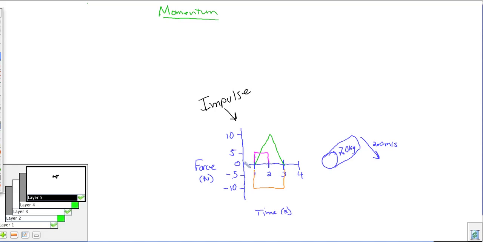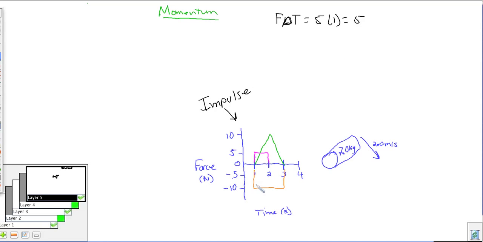Now, in order to figure out the impulse, it's quite easy. All you have to do is look at the force and multiply it times the time. So if we look at the pink one to begin with, our impulse is simply going to be our force times our change in time. Sorry about that, the little triangle wasn't very good. In this case, we have a force of 5, and that spans 1 second. So 5 times 1 is going to equal an impulse of 5. Pretty simple. Let's look at the other ones.